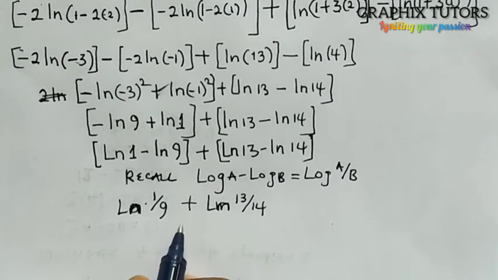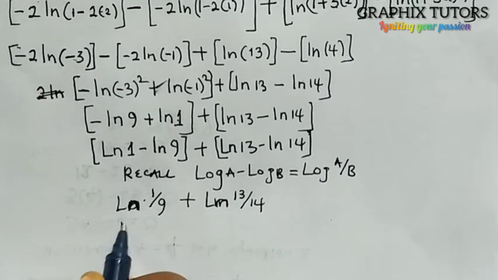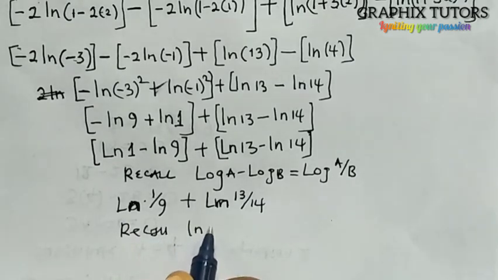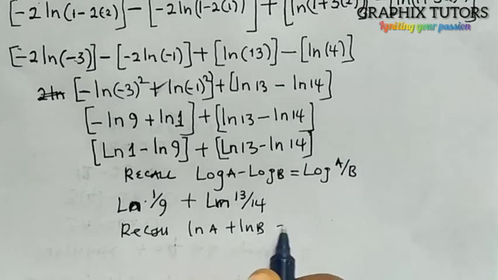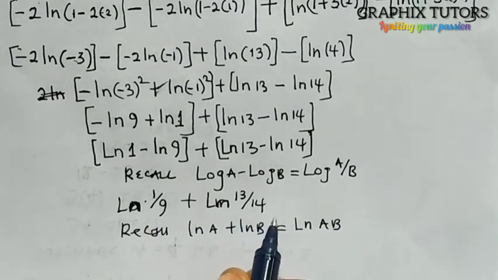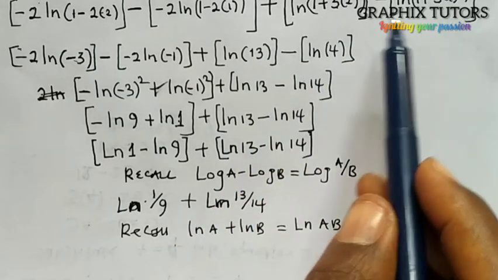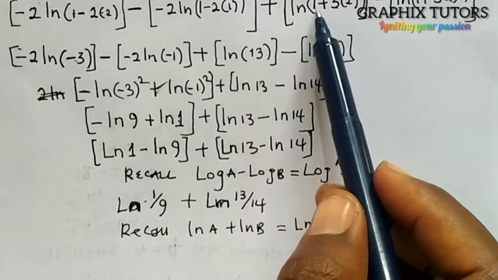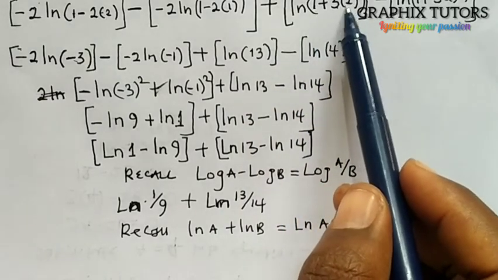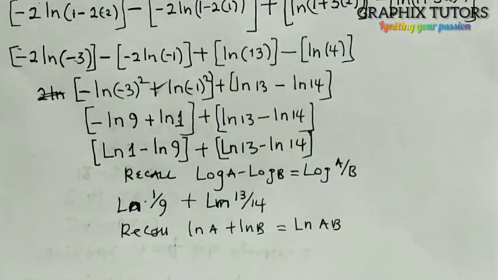Now another one again. Recall ln a plus ln b, or log a plus log b will give us what? Log ab. You multiply them. So I'll multiply these two, right? So multiplying these two, this is 13. So it is not supposed to be 13. This is supposed to be 1 plus 3. This is 13, right? So we'll move forward.